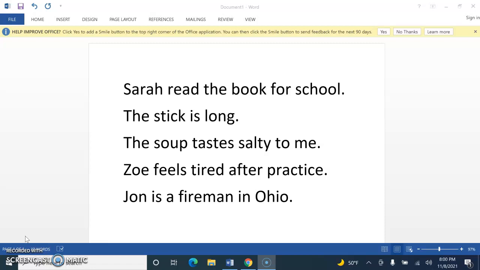And number 10, they thanked God for his beautiful creation. We know that thanked is an action verb, so now we're only looking for the subject. Who did the thanking? It was they. So they should be underlined once and thanked underlined twice.